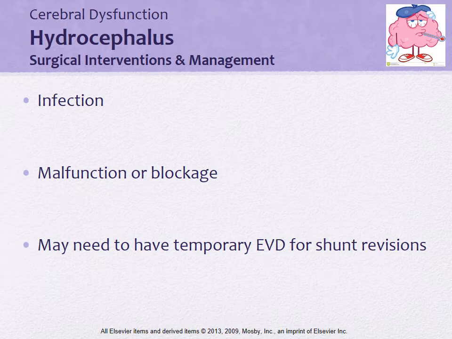So if they need a shunt revision, they may need to have a temporary EVD, which we've already discussed in class. Remember, it's an external ventricular drain from the ventricle to the outside of the body to be drained. And you're going to have that tubing to drain it. The bolt is the one that measures ICPs only. The EVD drains and measures ICPs. Okay, so they may need a temporary EVD, especially if there's an infection. Take some antibiotics, let the infection go away, then they'll get a new shunt placed and then they'll keep them and watch them for a couple of days and send them home to make sure everything's cool there.